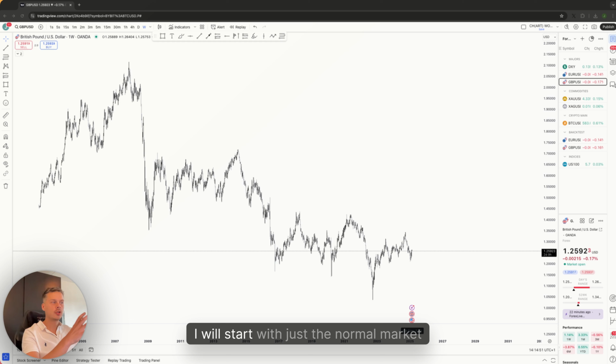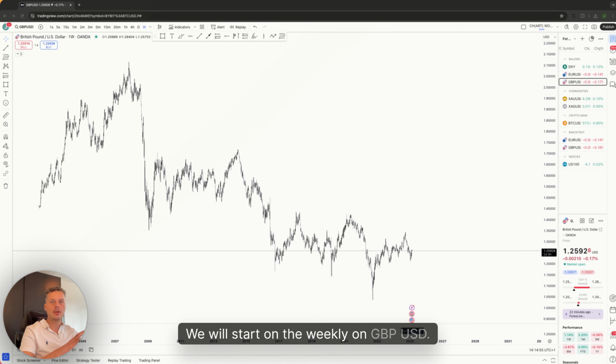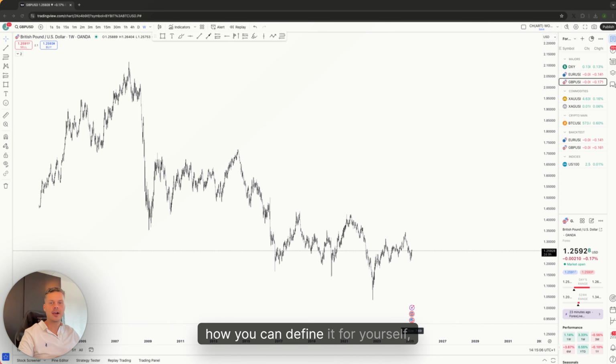And first I will start with just the normal market structure. We will start on the weekly on GBP USD. Then we will do Euro USD as well. Maybe another pair to give you guys a very clean understanding of what market structure really is, how you can define it for yourself, and how you can create a very strong bias within the market.